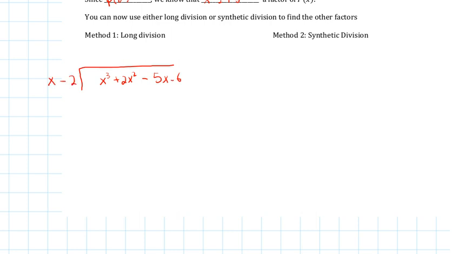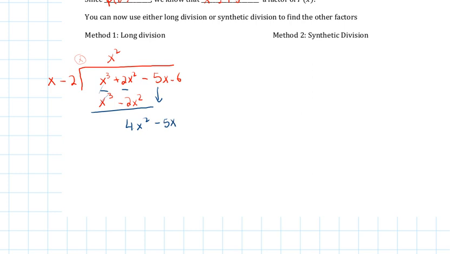So I have x cubed plus 2x squared minus 5x minus 6, and I'm dividing by x minus 2. If I divide x cubed by x, that gives me x squared, and then I multiply. So x squared times x is x cubed. X squared times negative 2 is negative 2x squared. And I'm going to subtract.